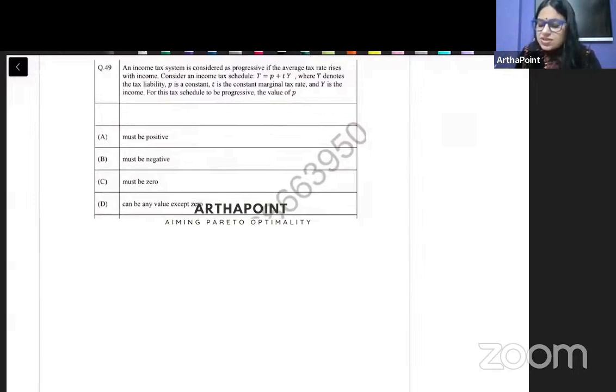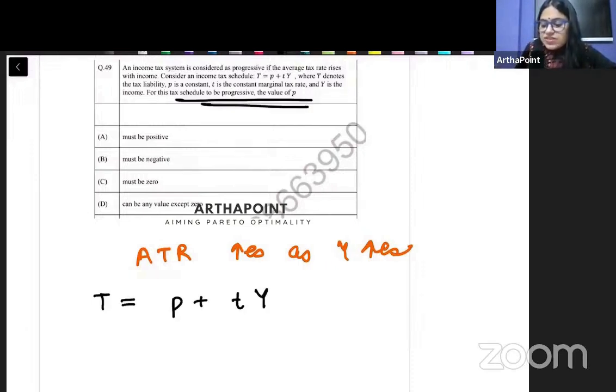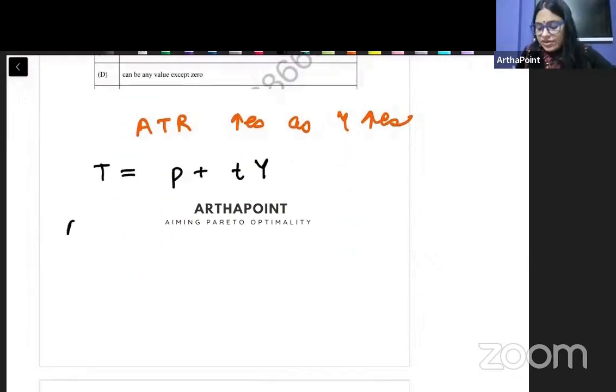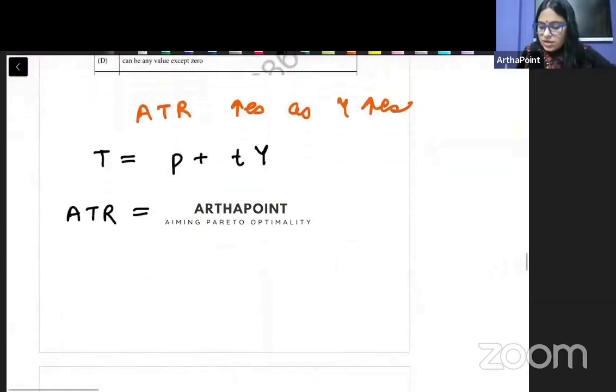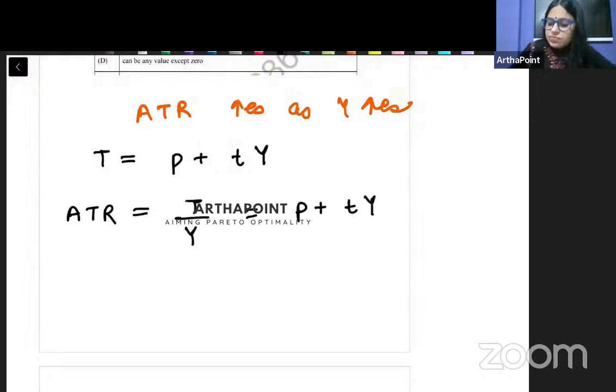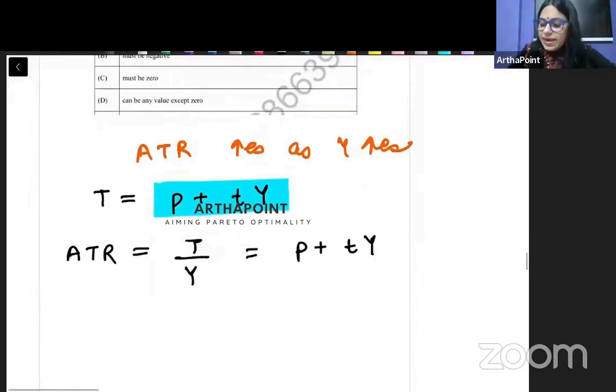An income tax system is considered as progressive if average tax rate increases as income increases. Consider the income tax schedule. क्या दिया हो बच्चे आपको? T is equal to P plus small t y. For this tax schedule to be progressive, the value of P should be. So what will be your average tax rate? Average tax is tax divided by income. Tax is given to you as P plus TY. ये tax की value दी हुई है आपको, P plus TY. You're given this. Divided by the level of the income.